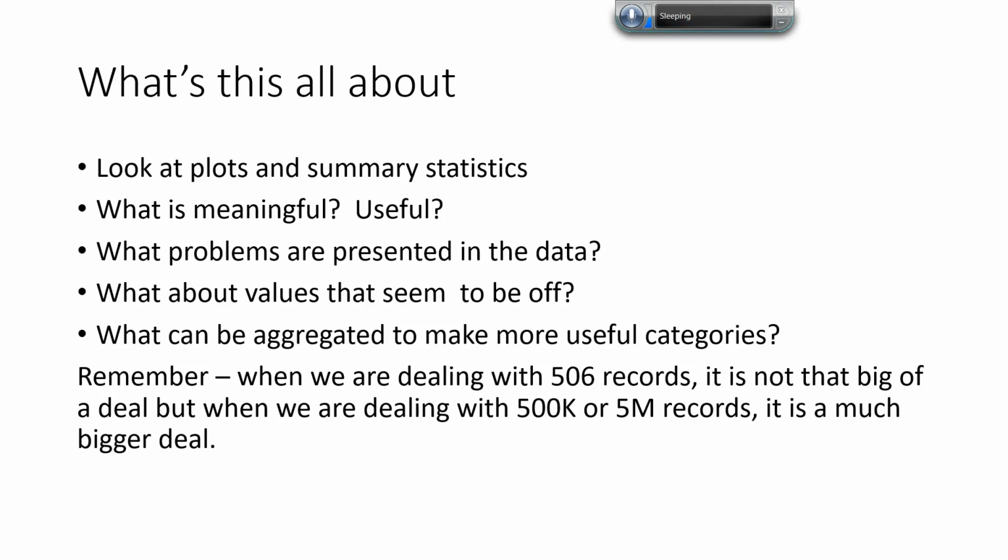So remember, when we're dealing with 506 records, it's not really that big of a deal. So what? We have 2 records that are off at the lower end for the number of rooms. We can deal with that, right? But when we're dealing with 500,000 or 5 million or 10 million records, as in the example I gave you for the air travelers, it becomes a big deal. And then it really can stop up your algorithm, stop up your data mining, and mess up your results.